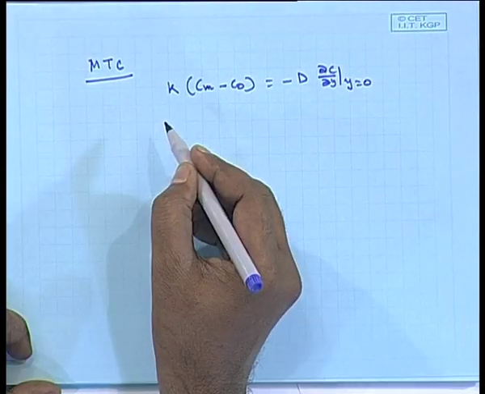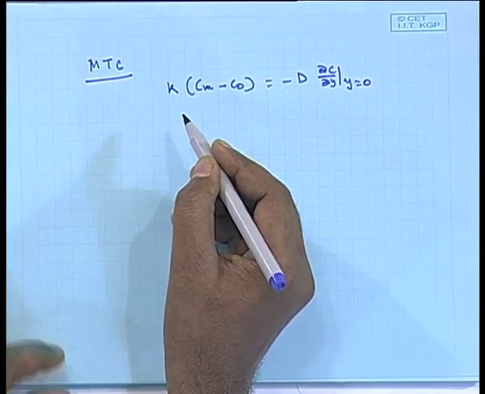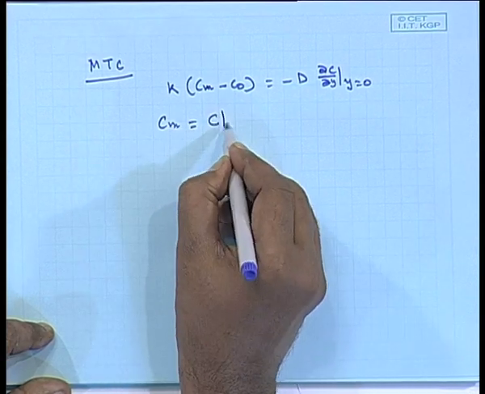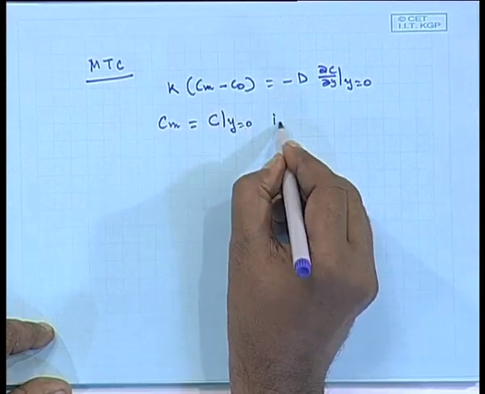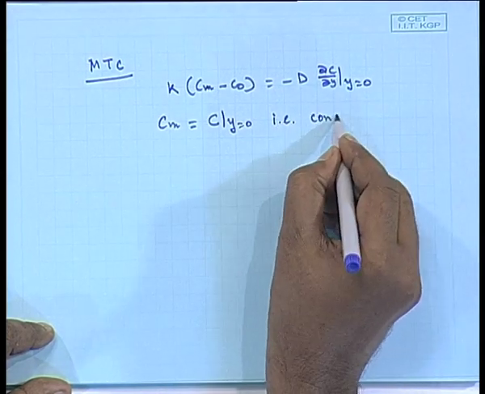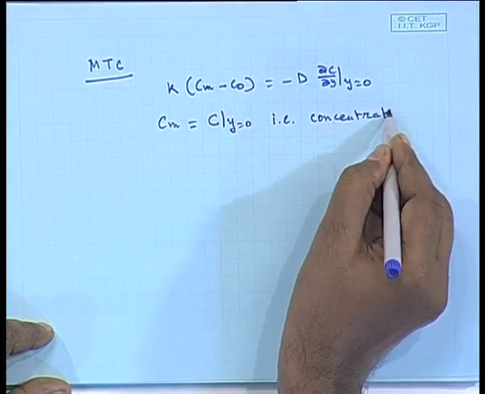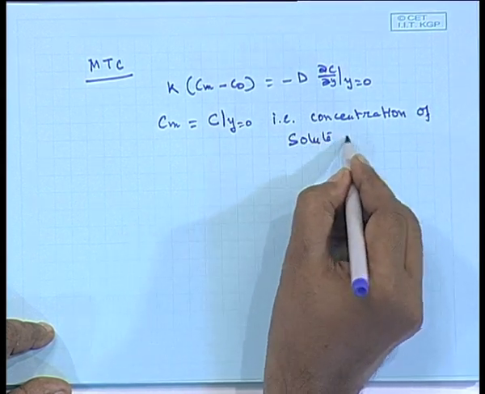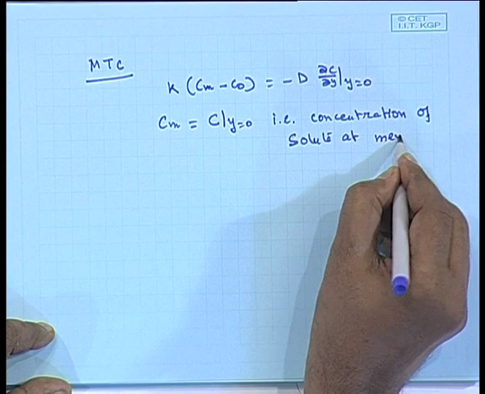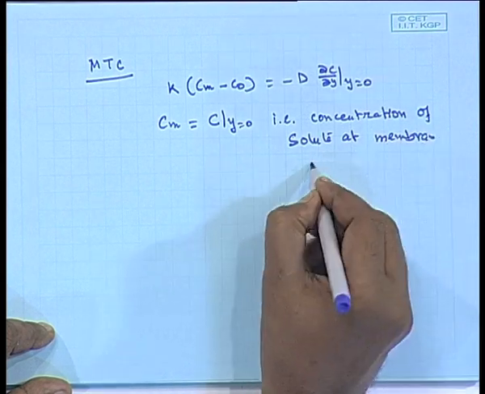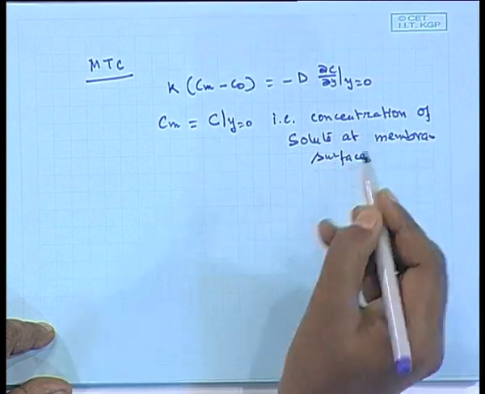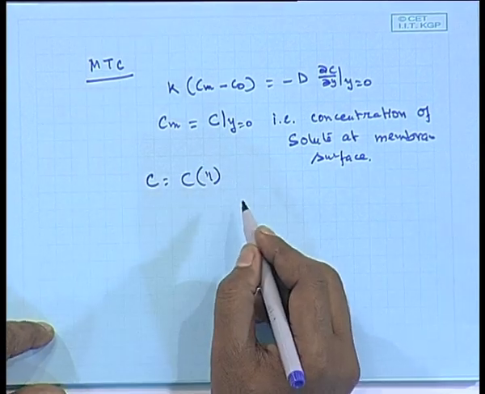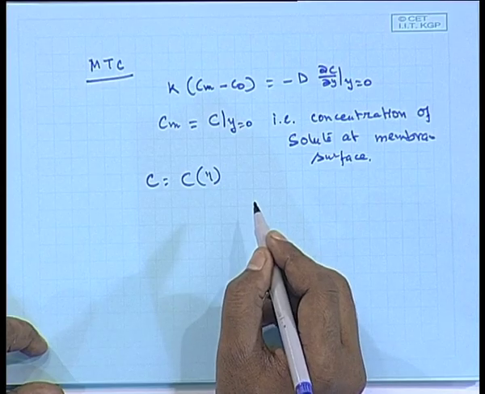Cm is nothing but the concentration at y equal to 0, that means the concentration of solute at the membrane surface. So, you know the concentration profile C as a function of eta, where eta is y divided by x to the power 1 upon 3.